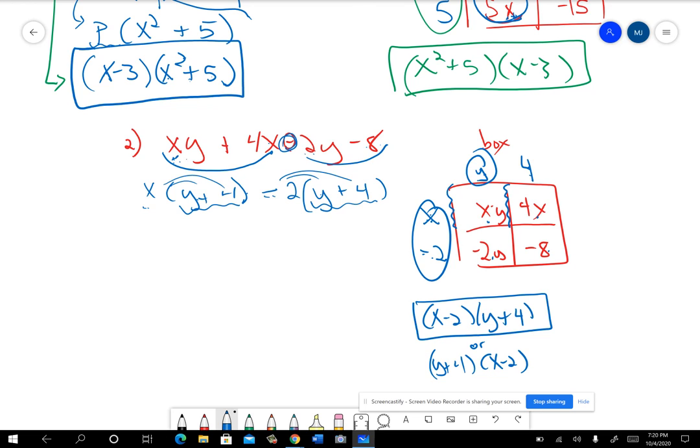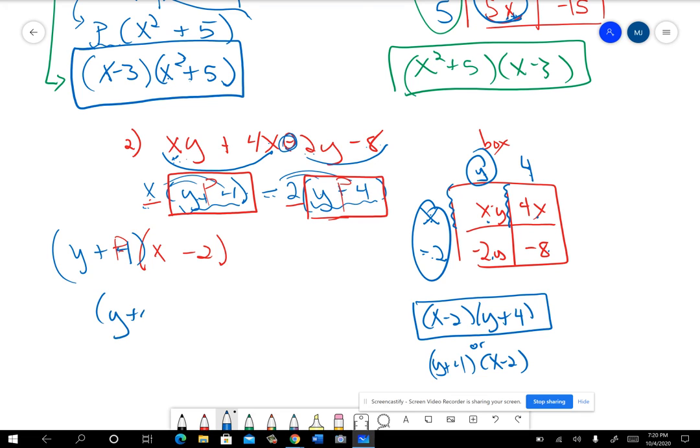Now, here's the hard part for most students. That y plus 4 has to be thought of as a single entity. Think of it as the thing in parentheses. Almost think of it like a p. See how the p is common, so it could be pulled out in front, and what would be left would be the x minus the 2. But the thing in parentheses is really y plus 4, isn't it? So your final answer would be y plus 4 times x minus 2.